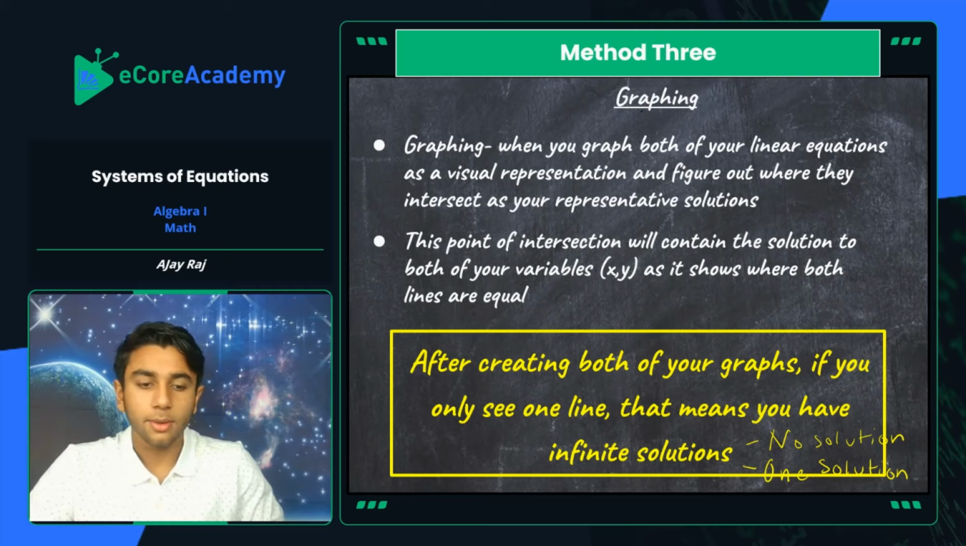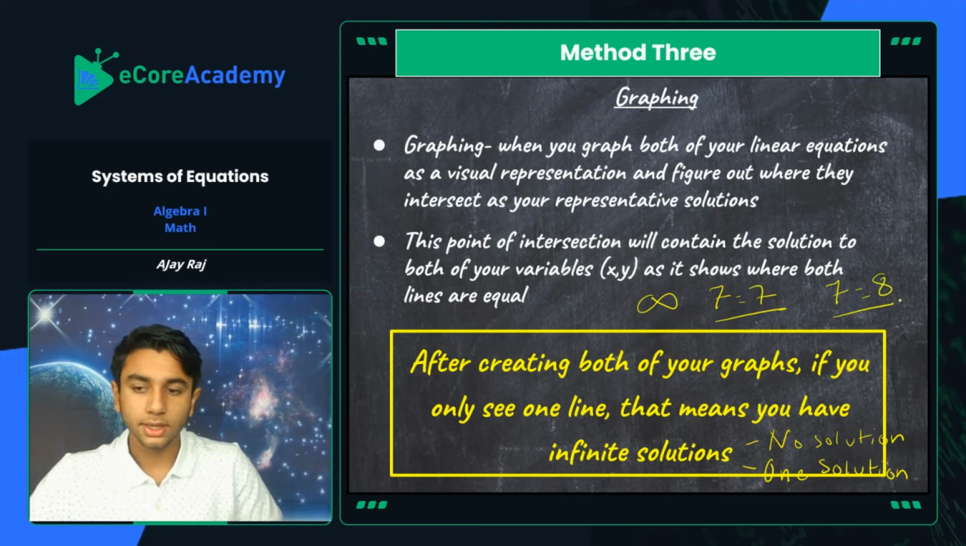And to see how infinite solutions would work, say, for example, if you have two constants equal to each other, like 7 equals 7, when you simplify both equations, that would be infinite because it's always the case. But if you had two constants that did not equal each other, 7 equals 8, that would be no solutions. And obviously, one solution would be if you had a variable equaling a value, like x equals 8. That would be one solution.